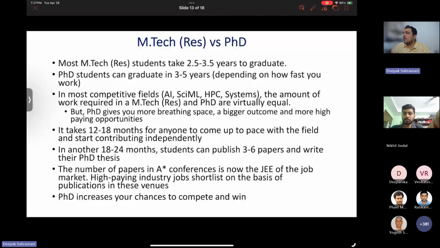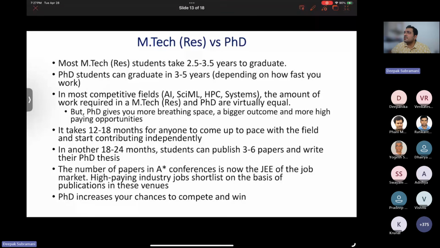Are MCA candidates eligible for your labs? Can someone answer, maybe Professor Venkatesh or Anirban? Yogesh? Yeah. MCA is seen as a circuit branch, so MCA will be eligible. Yes, MCA will be eligible.